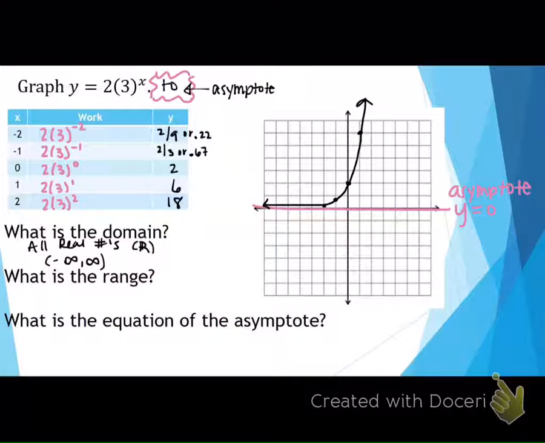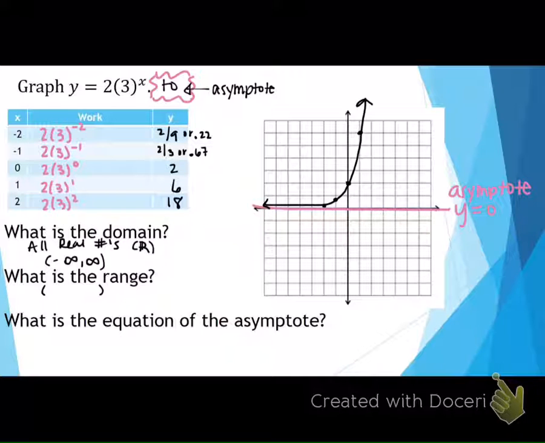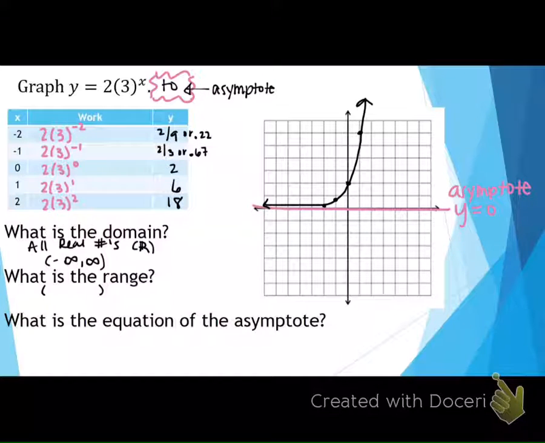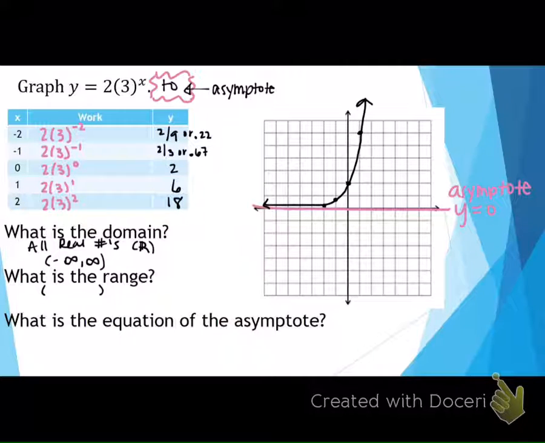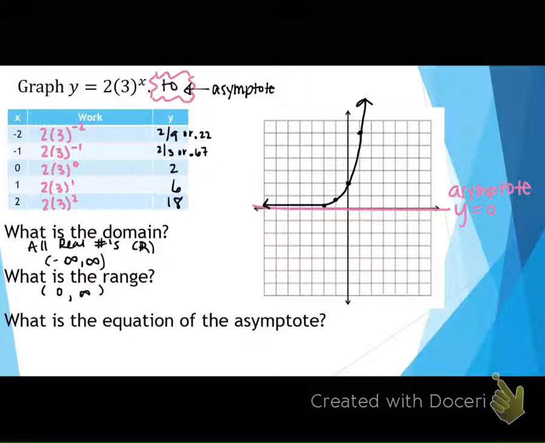Colin, what is the range? Okay, let's see. I gotta think. I've never been good at range. Okay, so it's going to be, I think, 0. Yes? Yeah, okay. And then infinity? Yeah, the asymptote there helps you out, so that's 0 to infinity, so y is greater than 0.